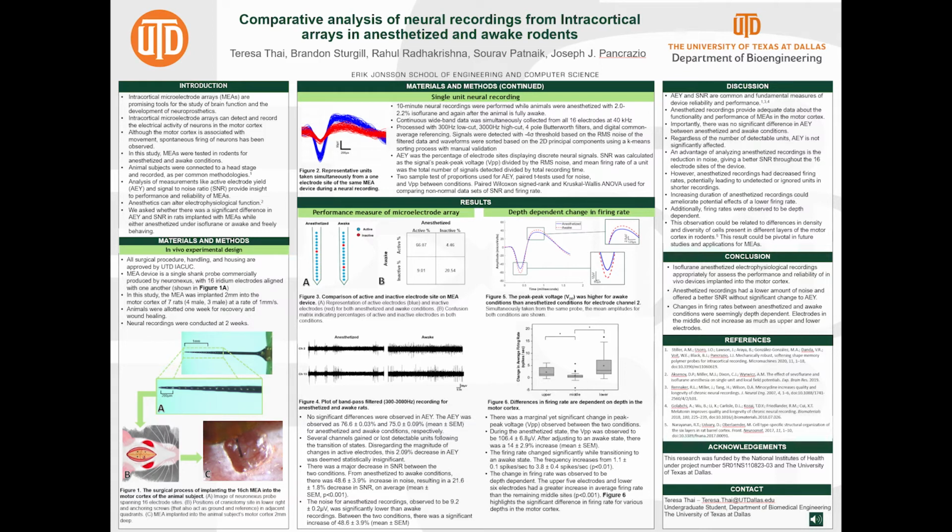The biggest takeaway is that anesthetized recordings are able to provide adequate data regarding the performance and reliability of MEAs. Similar AEY and higher SNR suggest that there are advantages to using anesthetized neural recordings rather than awake recordings for studies relating to performance and reliability. The main drawback is a decreased firing rate, which could potentially lead to undetected or ignored units in shorter recordings. Increasing the duration of the recording should reduce this effect.